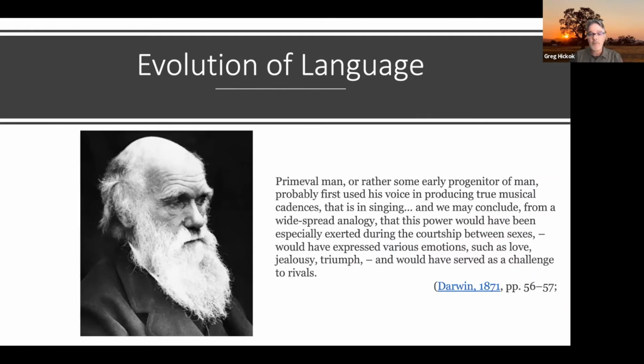He wrote, "Primeval man, or rather some early progenitor of man, probably first used his voice in producing true musical cadences, that is, in singing. And we may conclude from a widespread analogy that this power would have been especially exerted during the courtship between sexes, would have expressed various emotions such as love, jealousy, triumph, and would have served as a challenge to rivals." So this is essentially the function that birdsong plays in birds. Darwin was saying that an early stage in the evolution of language probably involved song. So an early ancestor of ours was a song species of some sort.